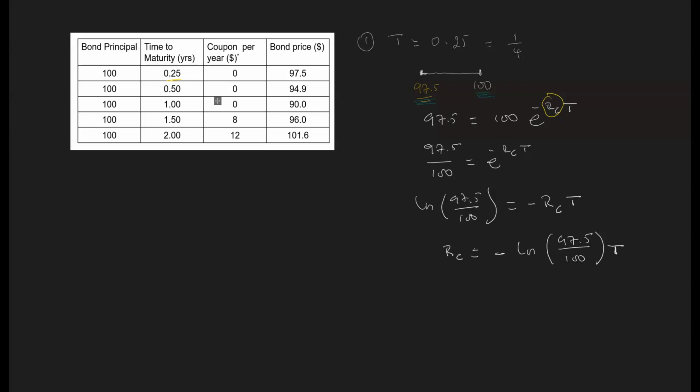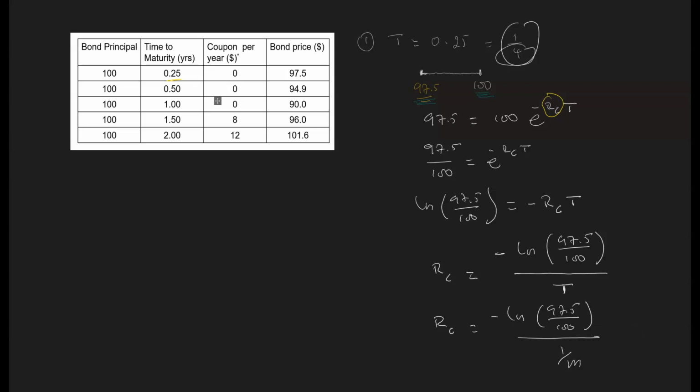Remember that we're going to divide by t, and you know that t is 1/4. Let's just plug in the values. If t is 1/4, the realized compound rate is going to be minus the log of 97.5 divided by 100, divided by 1 over m. M is 4 because we are working with a quarter.